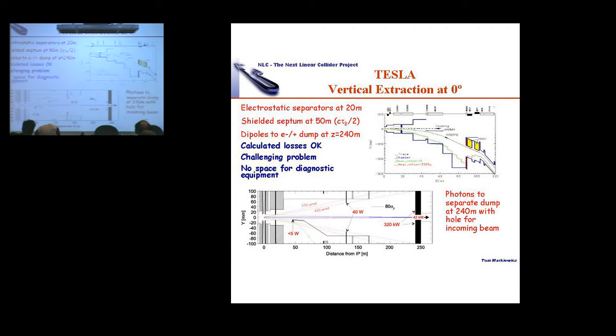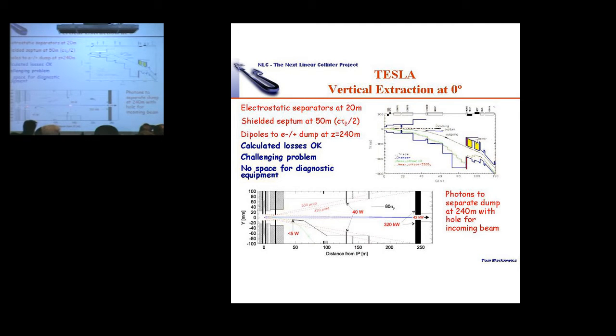Tesla's got a little bit more of a challenge here. Basically, they extract vertically at 0 degrees, and here's a picture on this side of what the post-IP beamline layout looks like. There's a series of electrostatic separators that begin at 20 meters, a shielded septum at 50 meters, and then dipoles to take the charged beam and bring it to a dump down here and off the side of the page, whereas the incoming beam is coming here, as well as the outgoing Beamstrahlung neutral beam.